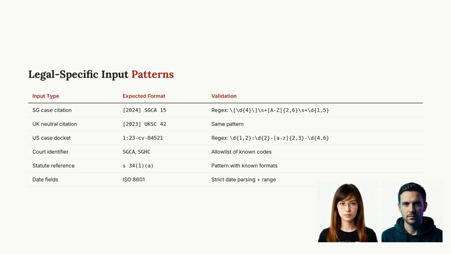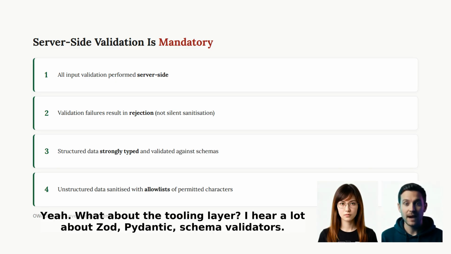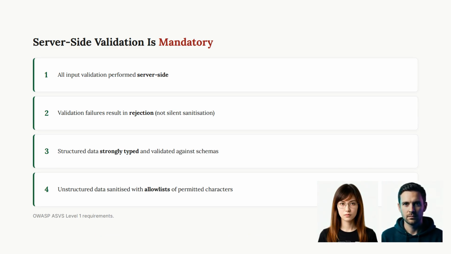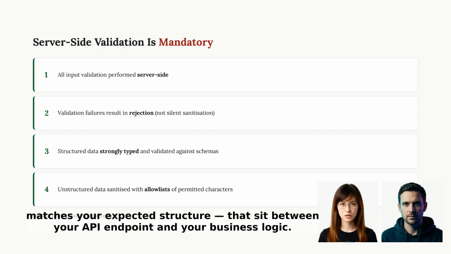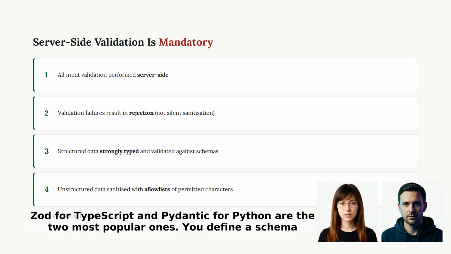Yeah. What about the tooling layer? I hear a lot about Zod, Pydantic, schema validators. Right. These are runtime schema validators, libraries that automatically check whether incoming data matches your expected structure, that sit between your API endpoint and your business logic. Zod for TypeScript and Pydantic for Python are the two most popular ones.